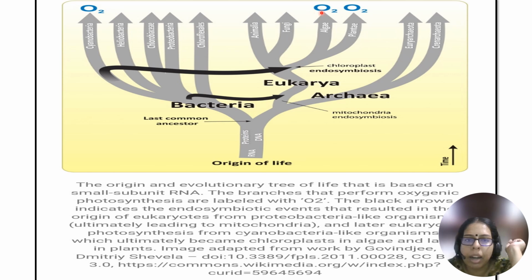But the O2, O2 and O2 mentioned here are the branches that perform oxygenic photosynthesis. So this diagram, I mainly wanted to focus on only from the understanding point of view. Apart from that, it's not that important because the tree of life will be dealt with in later modules. So that is all about this endosymbiotic hypothesis.